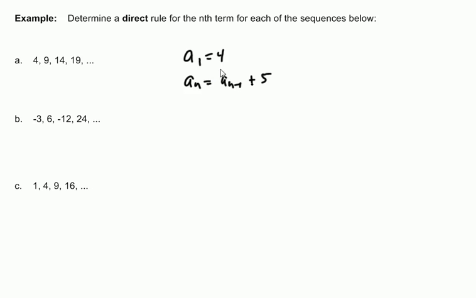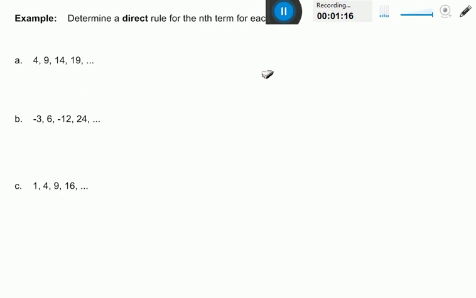But we did talk about, what if I wanted to jump to the 93rd term in this sequence? Well, if I want to find a sub 93, I have to find a sub 92 and add 5. Well, how do I find a sub 92? I have to find a sub 91. And that means I have to find all these previous values just to get to this one spot. That's not a direct rule. For the direct rule, what we need to do is to be able to jump straight from n to the nth term in the sequence. Okay? So let's take a closer look at what's going on.